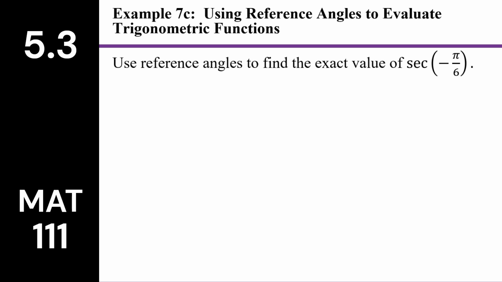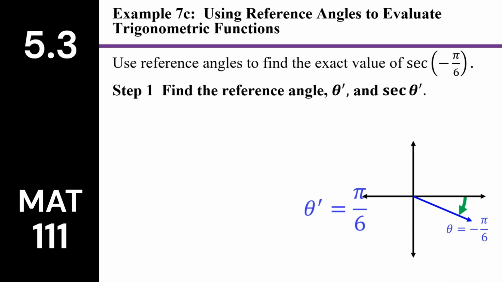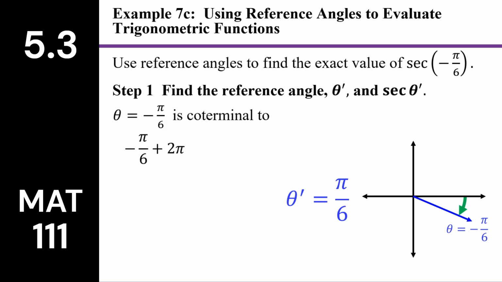Next, we'll find the secant of negative pi over 6. The first step is to find the reference angle and then the secant of the reference angle. Our angle terminates in quadrant 4, so we can see that the reference angle is pi over 6. However, they gave us a two-step process, so let's double check. Our angle is coterminal with an angle that has one additional rotation, so if we get the common denominator and add, then our angle is equivalent to 11 pi over 6.